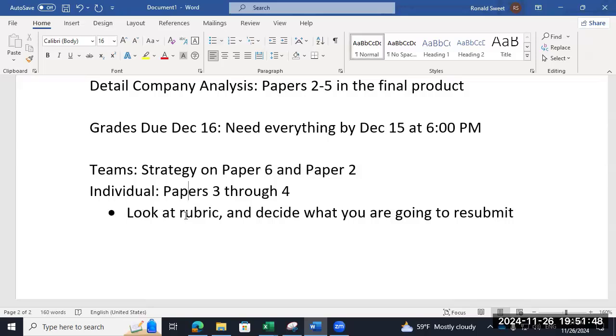Paper 4, some of y'all, it's really simple. You forgot to tell me what the growth in sales was. You got 0 on that. That's an easy one to fix. But look through the rubric, decide what you're going to resubmit, and start strategizing that.